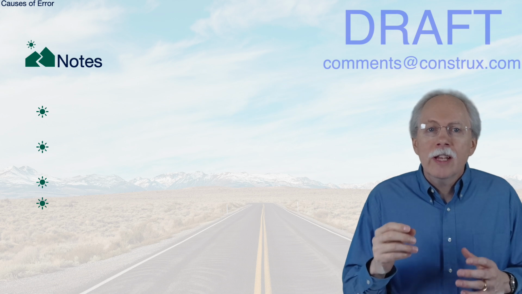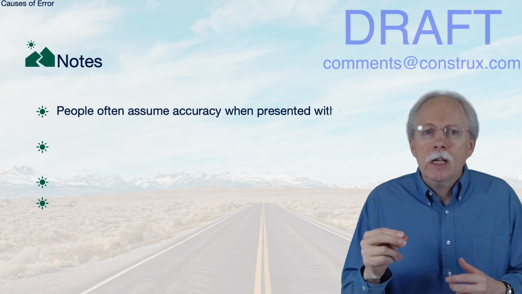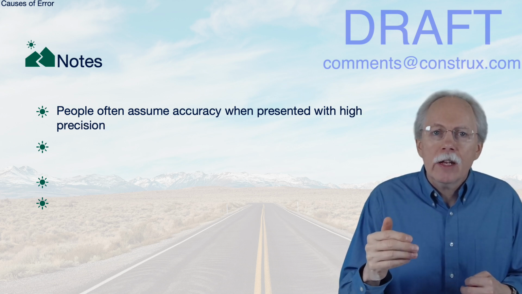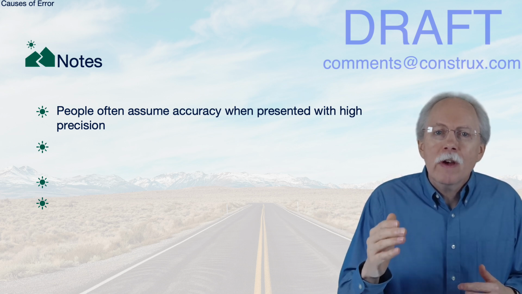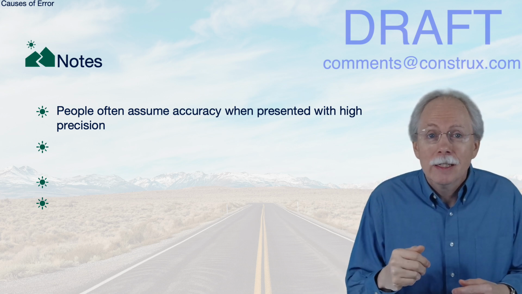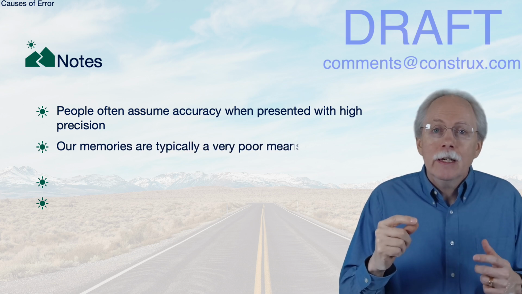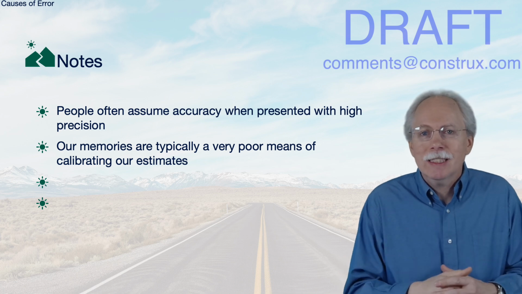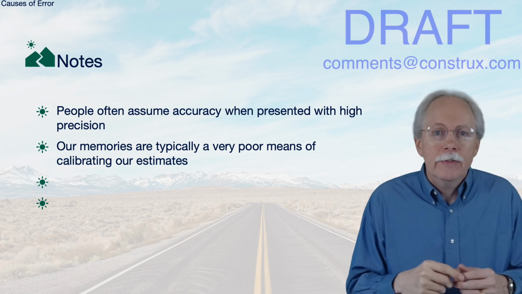There are 4 notes that you can take away from this lesson. First is that people often assume accuracy when presented with high precision. If I give you a very narrow range, or often no range at all, then you'll think I'm right because I'm giving you a very precise number when it could be very, very incorrect. It is inaccurate. Often based on our memories, and unfortunately, our memories are very poor tools for calibrating estimates. Just trusting your memories is not going to be good enough.